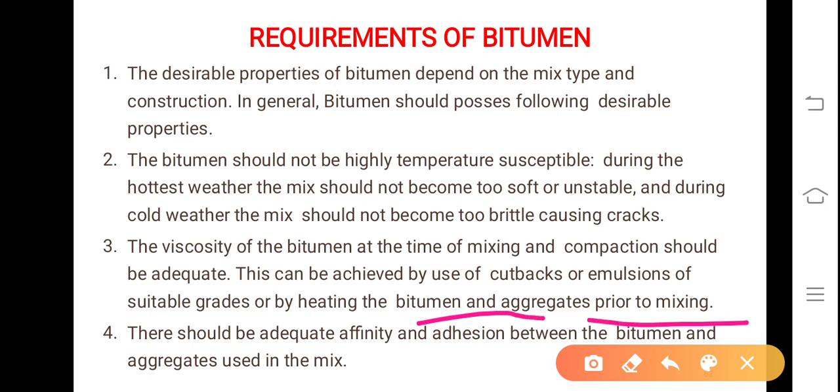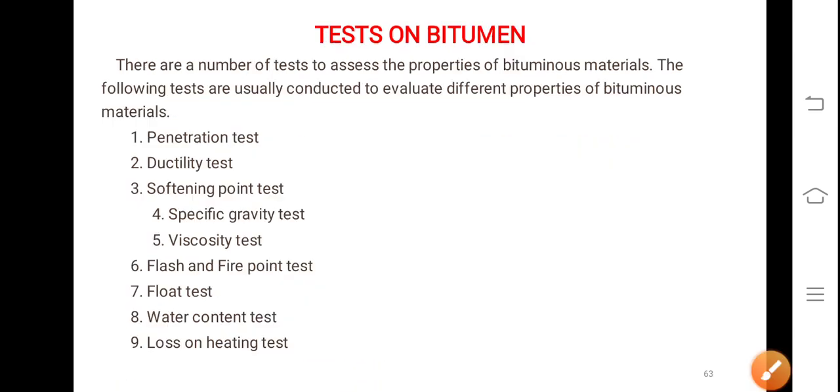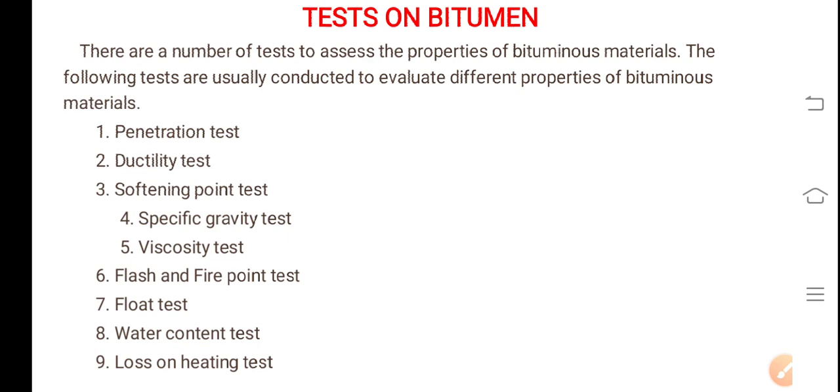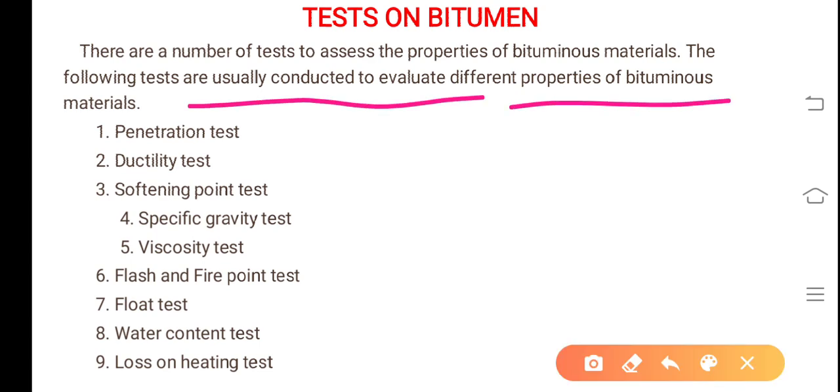There should be adequate affinity and adhesion between the bitumen and aggregate used in the mix. These are all different requirements of bitumen. Now, what are the various tests to be performed on bitumen? There are a number of tests to assess the properties of bituminous materials. The following tests are usually conducted to evaluate the different properties of bituminous materials.